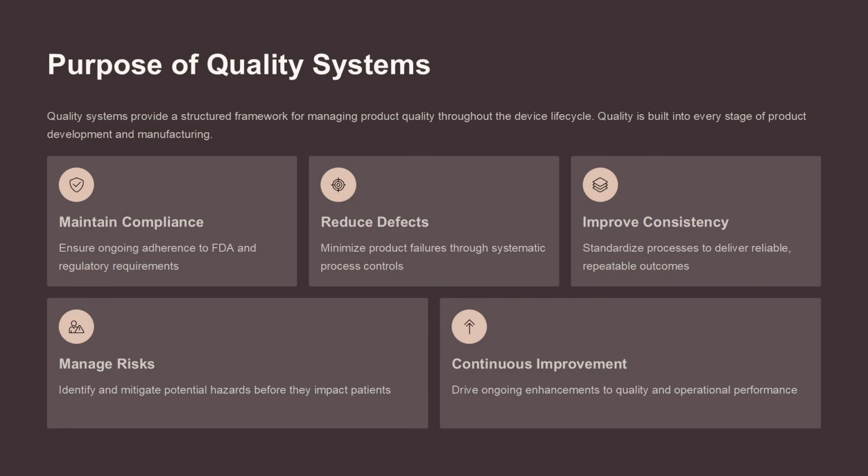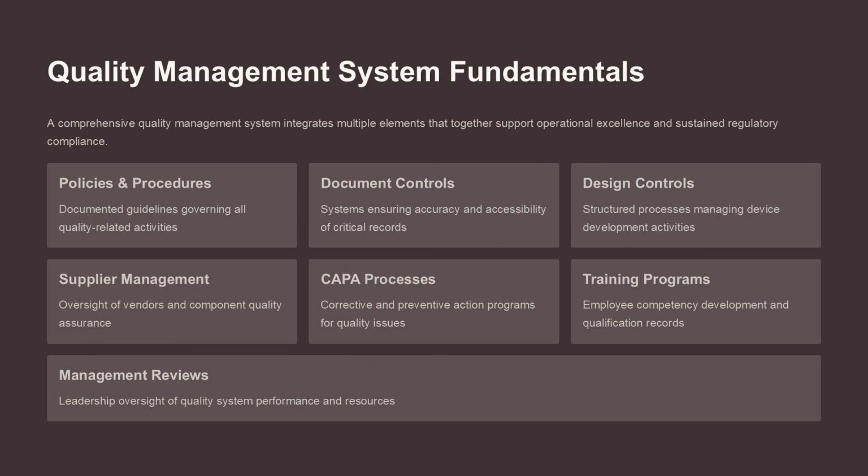performance. A comprehensive quality management system integrates multiple elements that together support operational excellence and sustained regulatory compliance. Documented guidelines govern all quality-related activities, systems ensure accuracy and accessibility of critical records, structured processes manage device development activities, oversight of vendors and component quality assures quality, corrective and preventive action programs address quality issues, employee competency and qualification records, and management reviews assess system performance and resources.